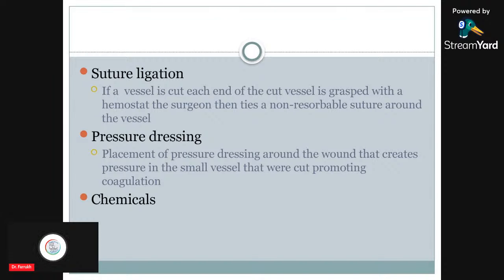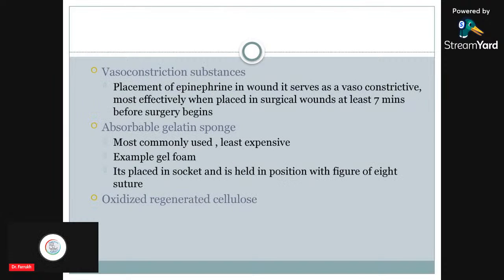Then we have chemicals as well. Vasoconstrictive substances, basically placement of epinephrine in the wound. It serves as a vasoconstrictor most effectively when placed in the surgical wound at least 7 minutes before the surgery begins. Absorbable gelatin sponge is the most commonly used and least expensive; an example is Gelfoam. It is placed in the socket and held in position with a figure of 8 suture.